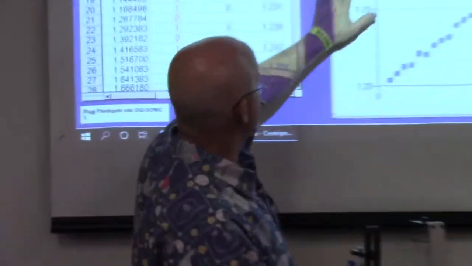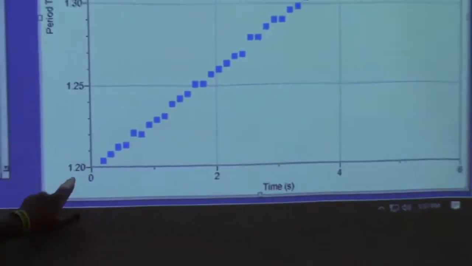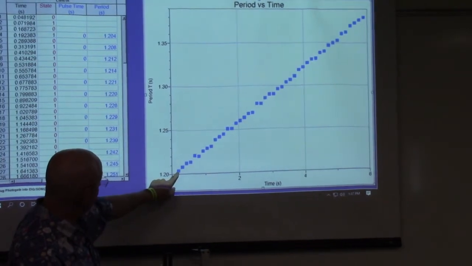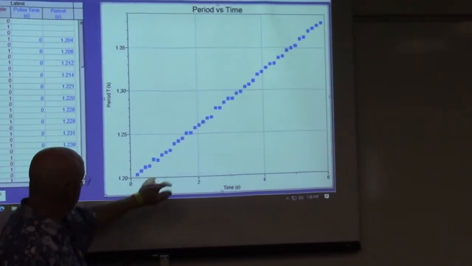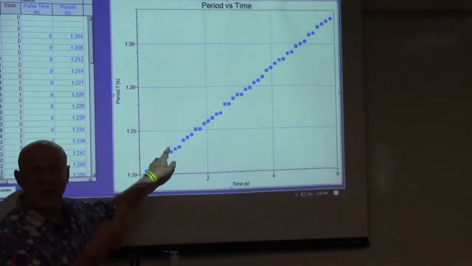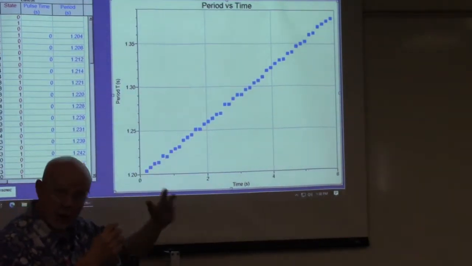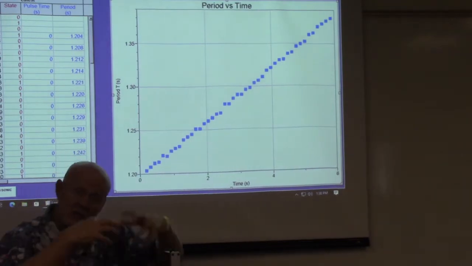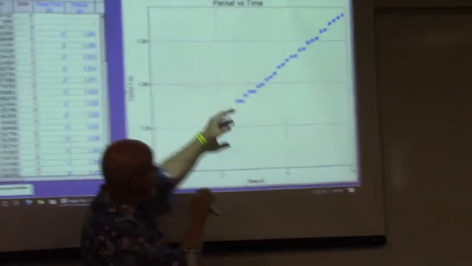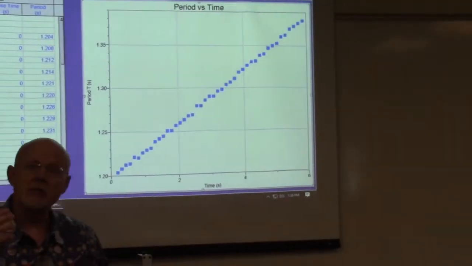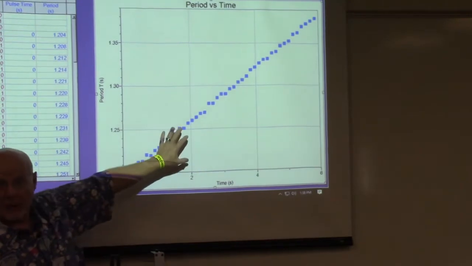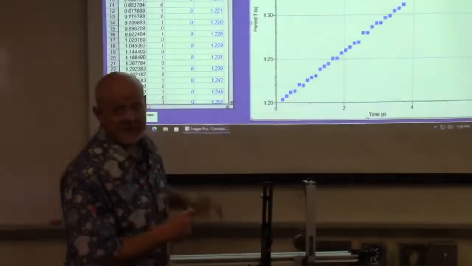It graphed the period. You can see that it started at a low period and kept getting bigger and bigger and bigger. So it started with a period of about 1.2 and got bigger and bigger. That means it was slowing down, right? It's taking longer to go all the way around. The period is the time to go all the way around. So as the period gets bigger and bigger, that's saying it's slowing down. I'm not gonna try to read the number off the graph, I'll just get it off the data table.